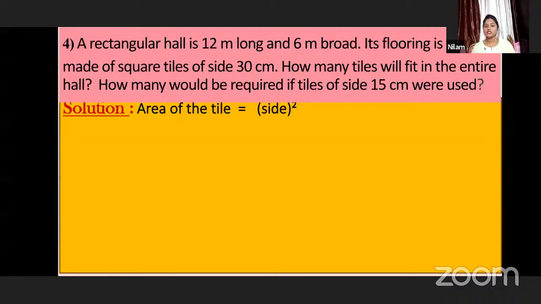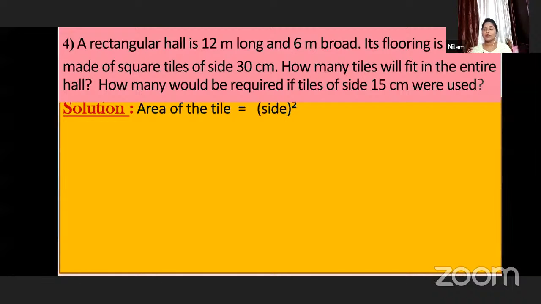As the shape of the tile is square, while reading the question we have to make out what the figure mentioned in the question is, whether it is a rectangle or a square. See, the hall was a rectangle, so we used the formula for the area of a rectangle, but the formula for a square tile will be the area of a square. So the area of the tile is side square. Why have we used side square? Because the tile is in square shape.